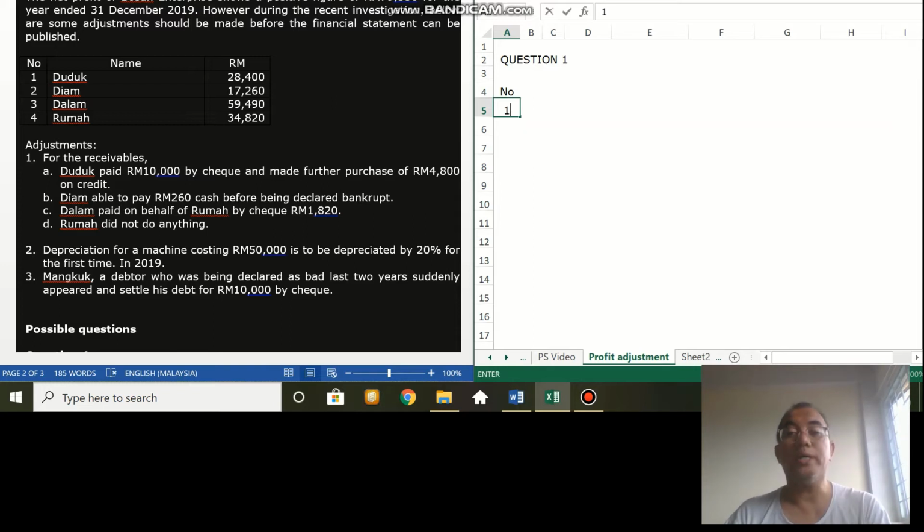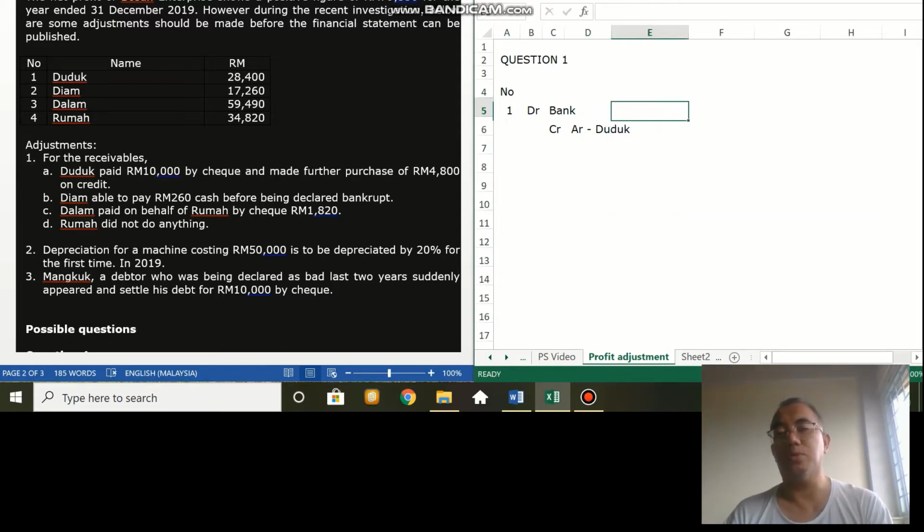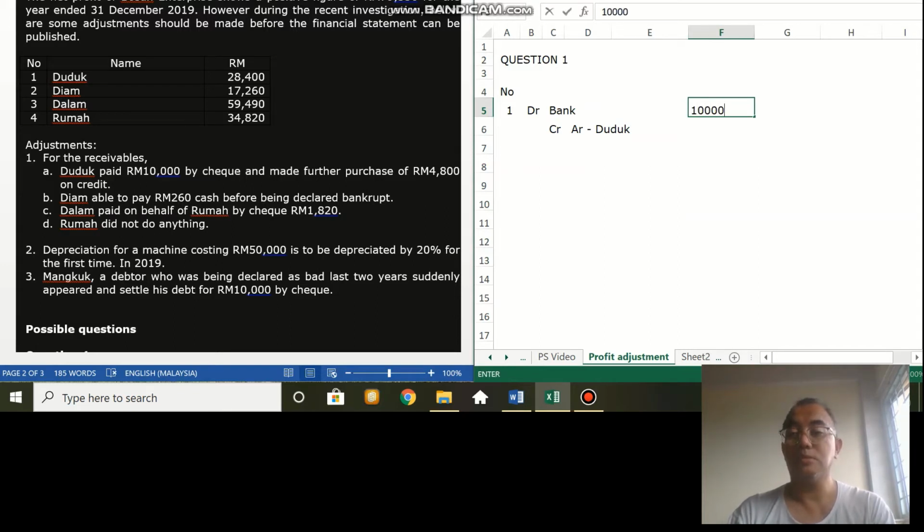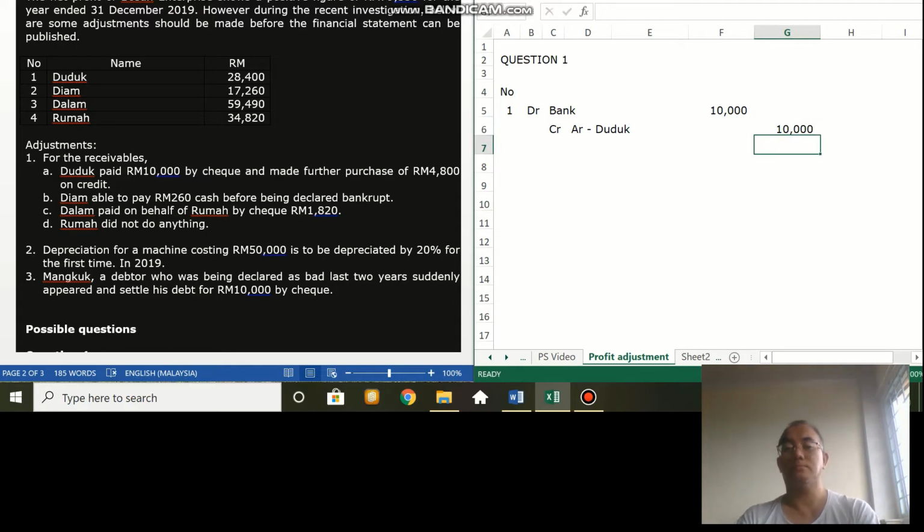So number 1, debit. Duduk paid 10,000 by check, so we receive money in terms of check, so we put it in the bank: debit bank and credit accounts receivable Duduk. I just do short forms. So 10,000 and 10,000.